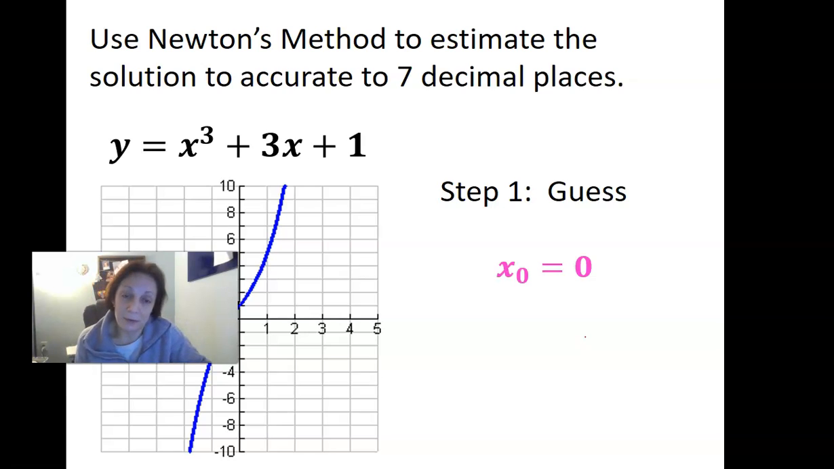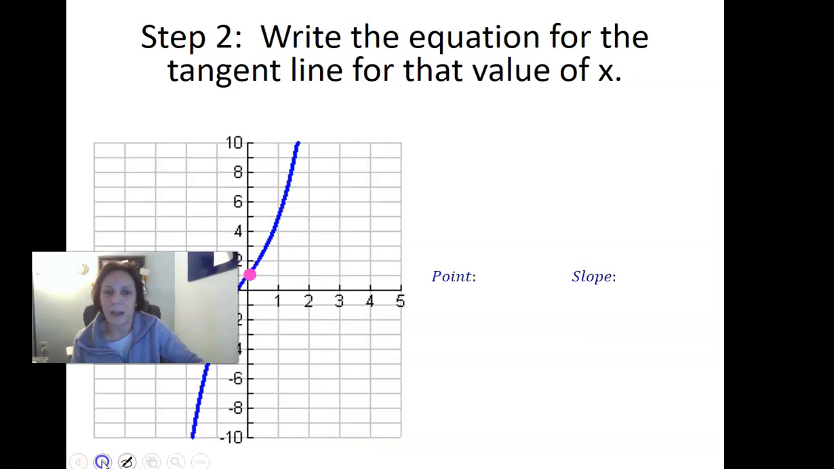They're probably, if they're smart, going to tell you what your first guess should be. All right, so once we have our first guess, and mine is 0, our job is going to be to write the equation for the tangent line at that point. Now, if you want to draw a picture and draw the tangent lines in, go for it, but you don't have to do that. Okay.